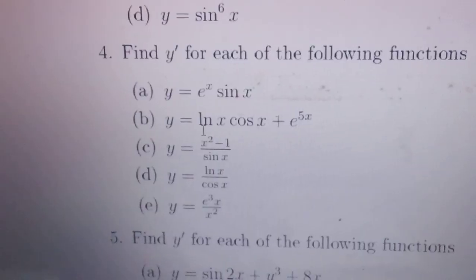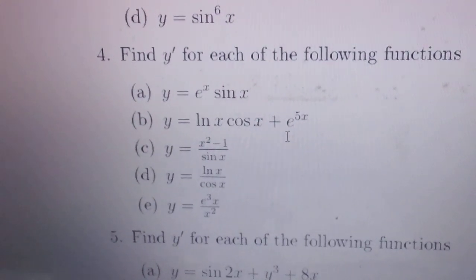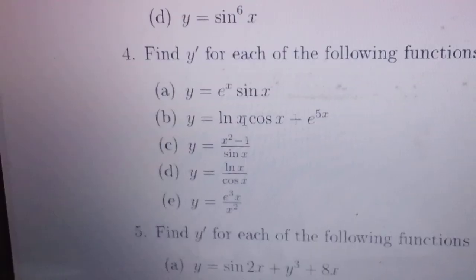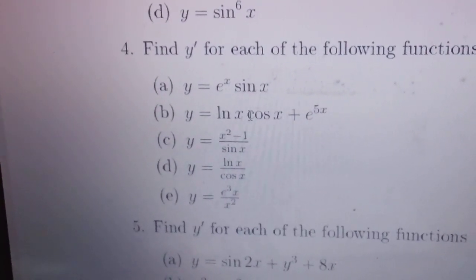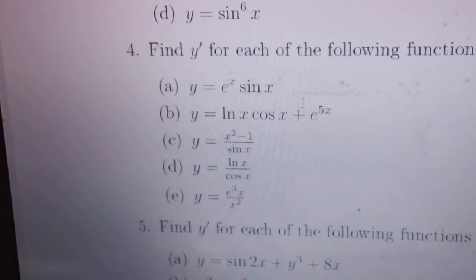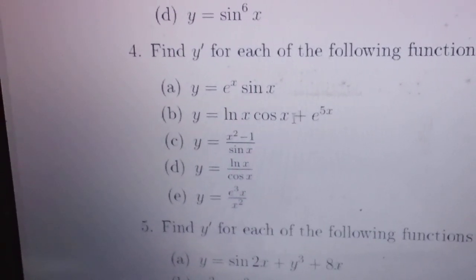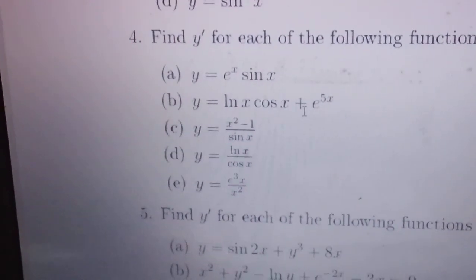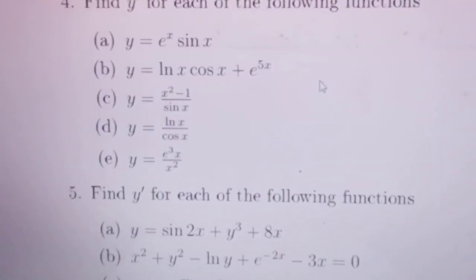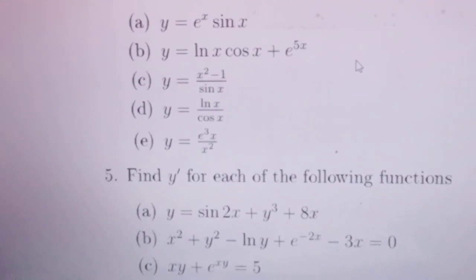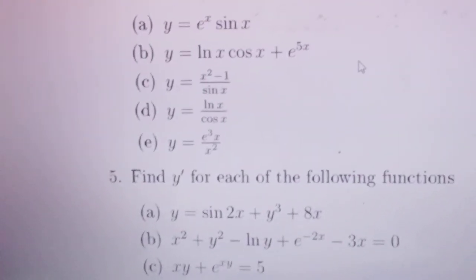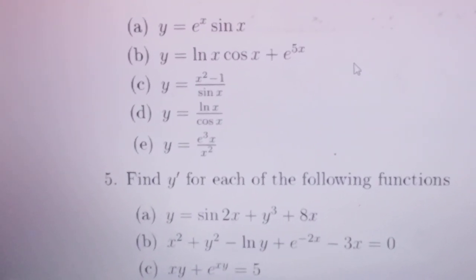Part B says y is equal to ln x cos x plus e to the power 5x. So ln x itself is a function, cos x is a function. So you are using the product rule and the additive rule. So you do first the product, then you also do the addition. So for this one, y is equal to ln x cos x plus e^5x. So even this one, we have the product rule here. So for this one, we'll just go direct with it.